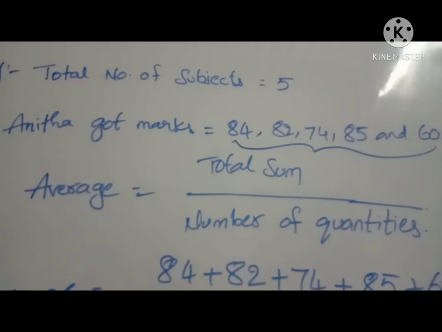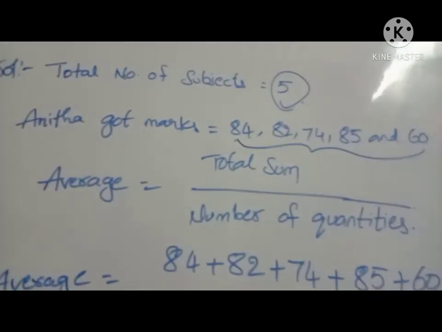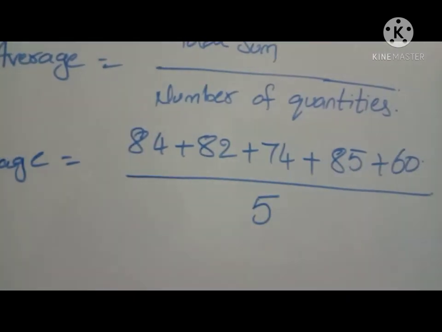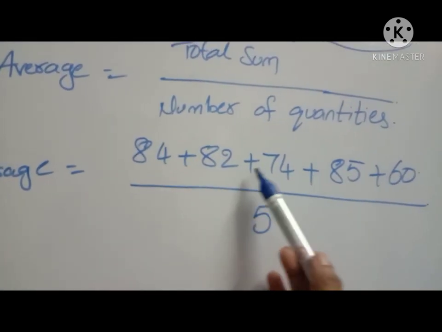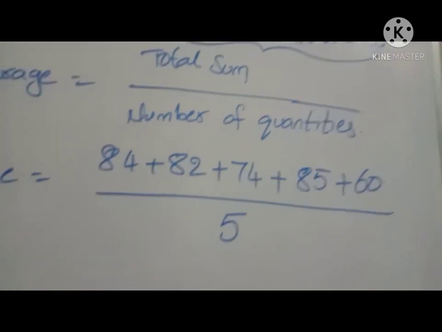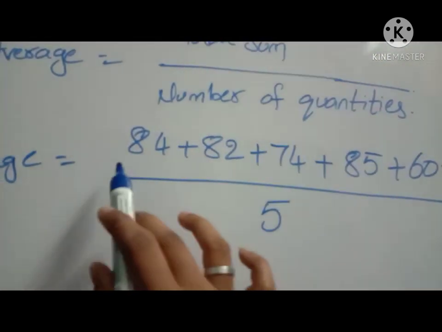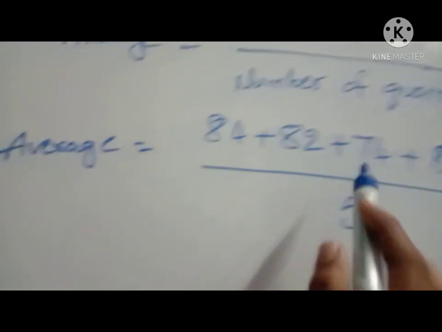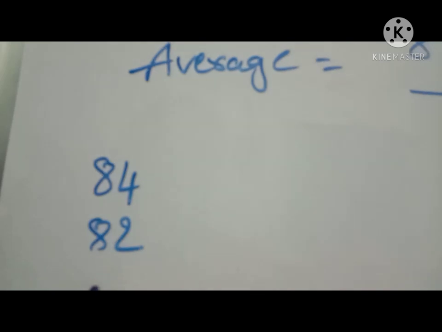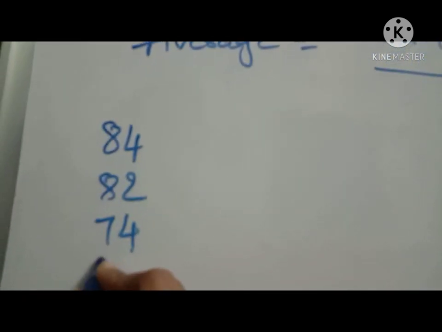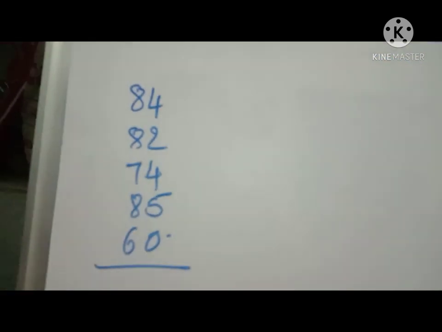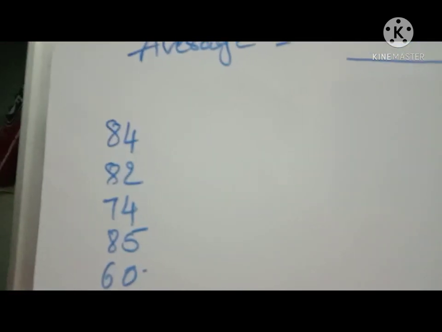How many subjects are there? 5 subjects are there, no? So in the denominator write the number 5. 84 plus 82 plus 74 plus 85 plus 60 by 5. Here we have to add these 5 numbers. See here: 84, 82, 74, 85, 60. We have to add all these numbers now.